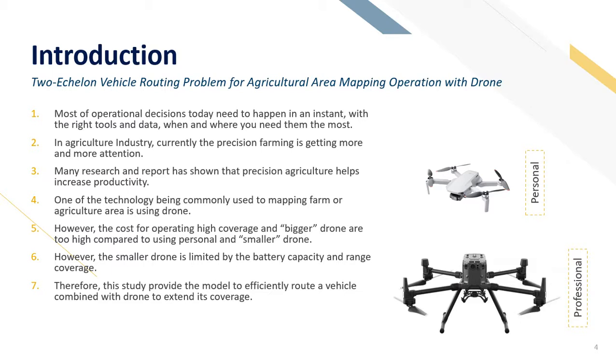The one you see in the video is using a personal drone, but a personal drone is limited to a short distance coverage. Meanwhile, if you want to use a bigger, more expensive drone, it could cost you much more than the personal drone. So mostly we are trying to increase the coverage of the personal drone by adopting the concept of a routing problem for taking the drone to the sites that they are going to map, as simple as that.